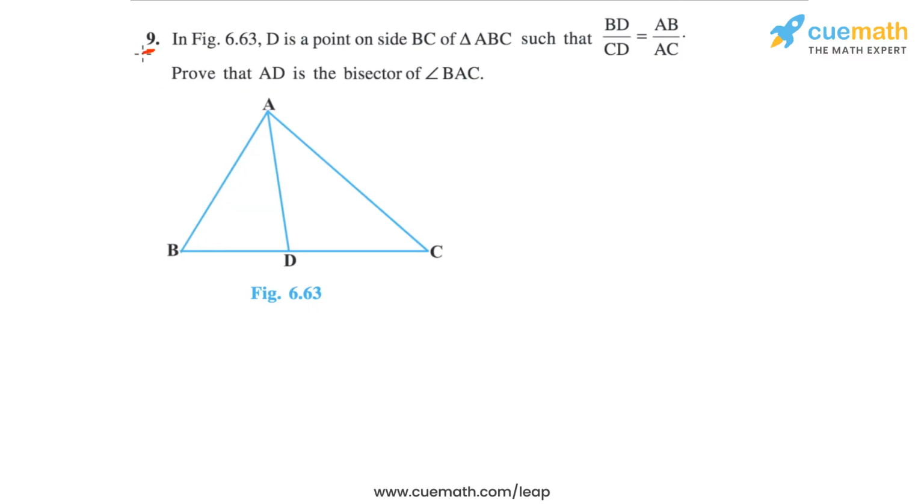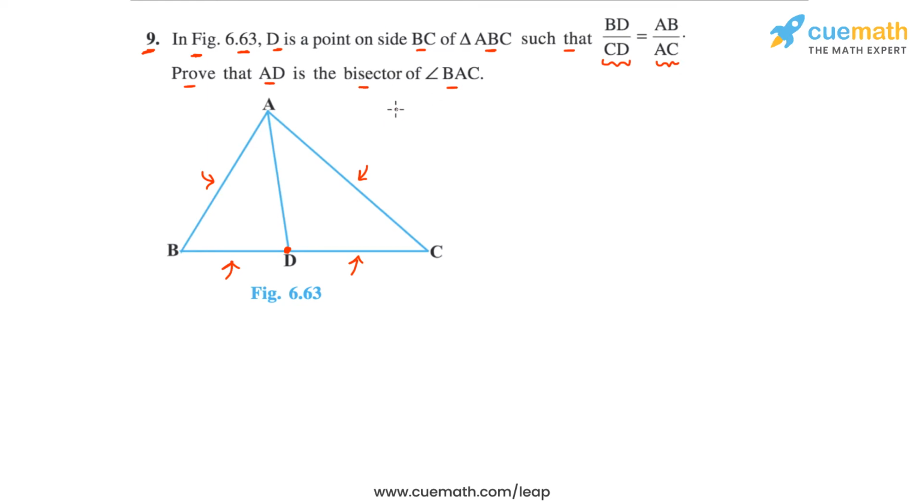Question 9 of this exercise says in figure 6.63 that you see below, D is a point on side BC of a triangle ABC such that BD by CD is equal to AB by AC. So D is a point on BC such that BD by CD is equal to AB by AC. So this basically means that AD divides BC in the same ratio as AB is to AC. So we have to prove that AD is the bisector of angle BAC.